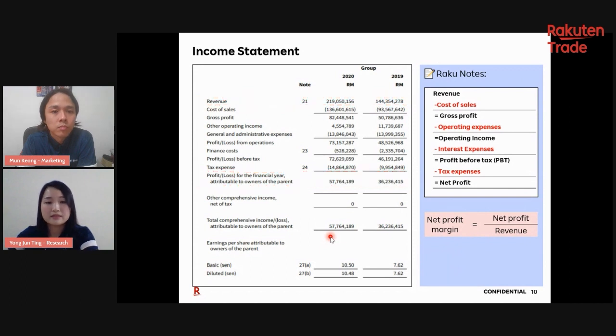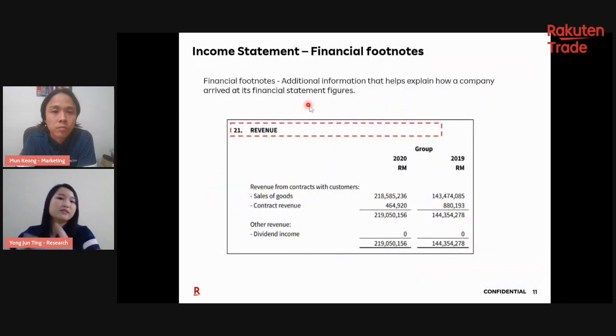Next, secondly, you may have noticed that there are some small numbers under the notes column. This is what we call financial footnotes. You'll notice that annual reports are very, very long. Some of the investors just focus on the first few pages and don't know what the pages behind are or what their function is. These are all what we call financial footnotes, which give additional information that helps explain how a company arrived at those financial figures.